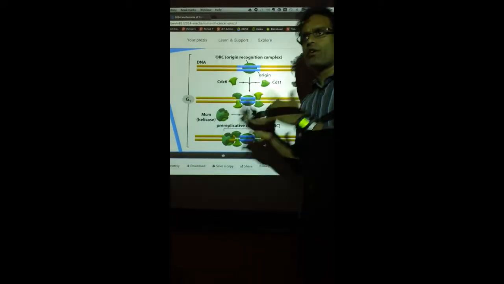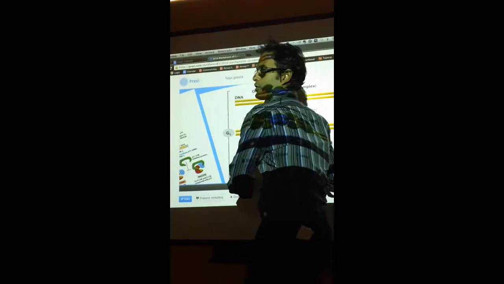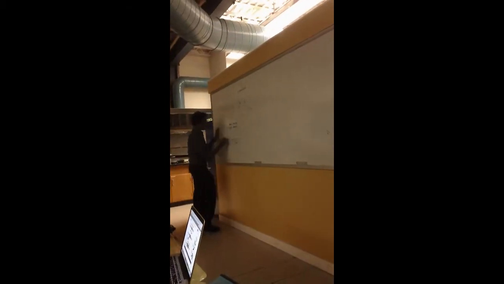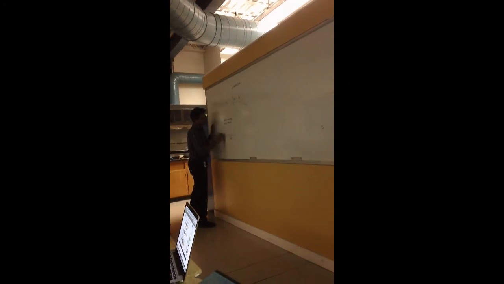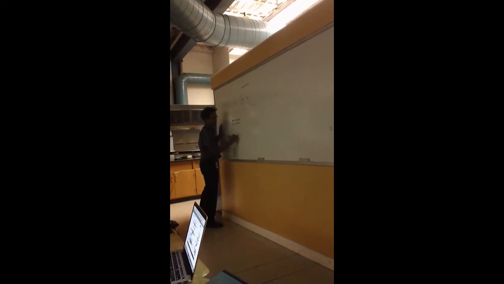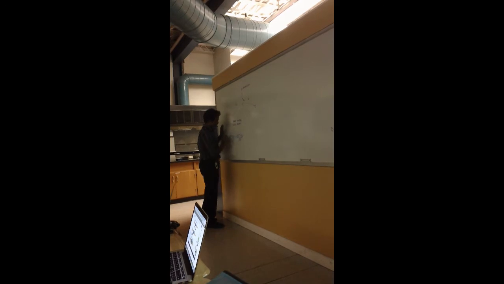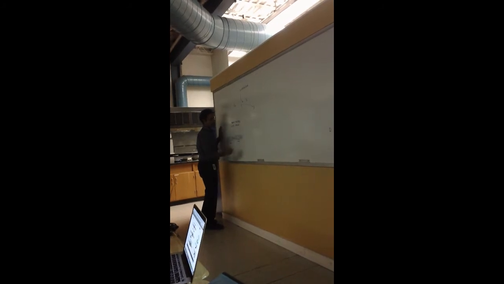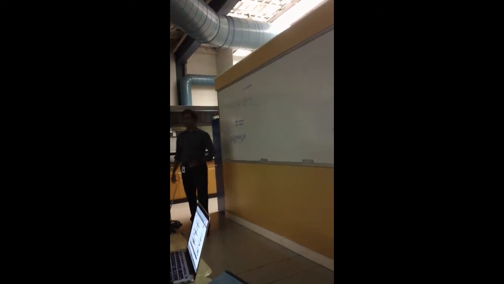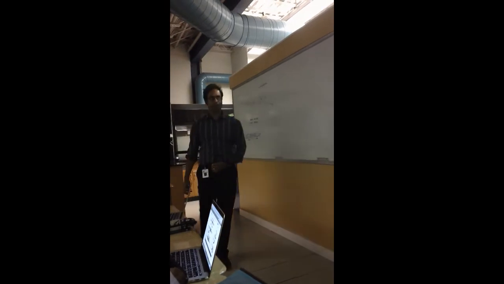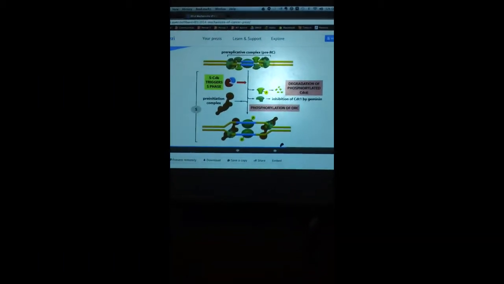The important part of this story is that this structure is assembled here in G1. So in G1, we have the adapter, the origin, and then helicase. Have we started copying yet? No. The transition to S is quick.